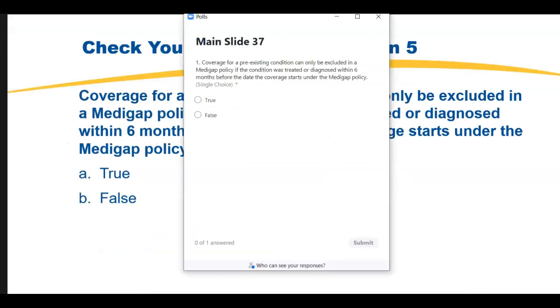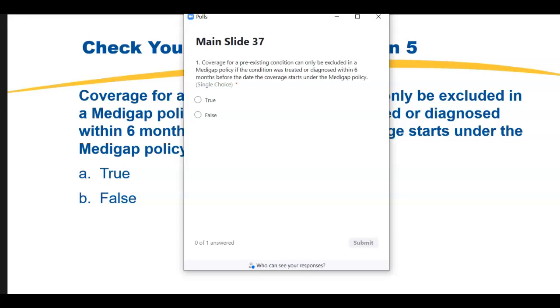So it's time for checking your knowledge, Carrie. All right, thanks, Maureen. So we have our next question, and it's coverage for a pre-existing condition can only be excluded in a Medigap policy if the condition was treated or diagnosed within 6 months before the date the coverage starts under the Medigap policy. So is this true or false? And I'll give you a minute in case you need to reread that one.